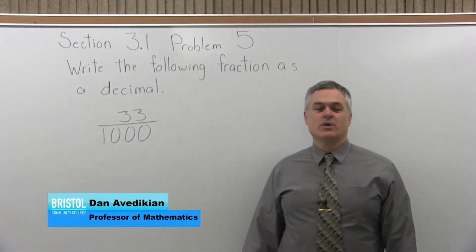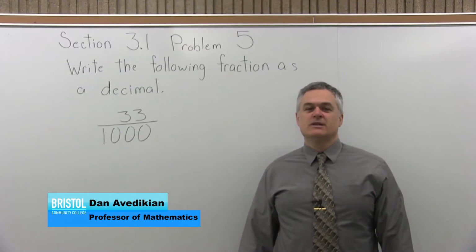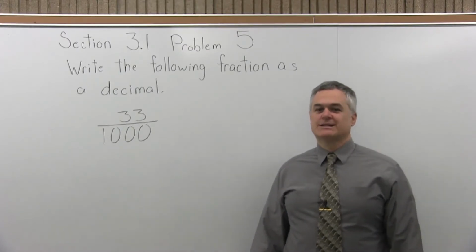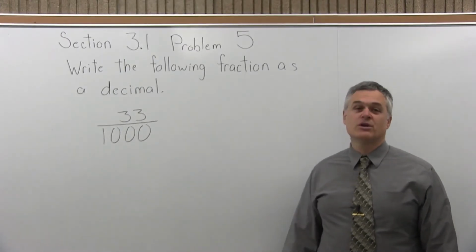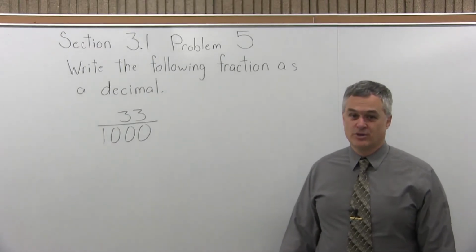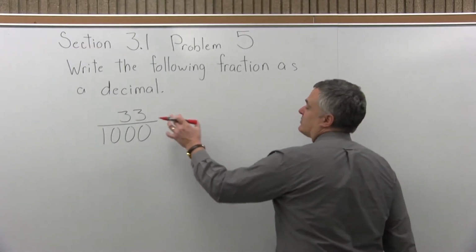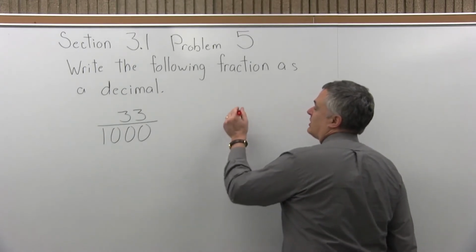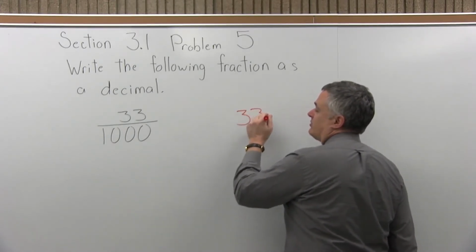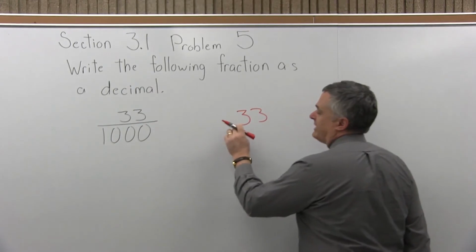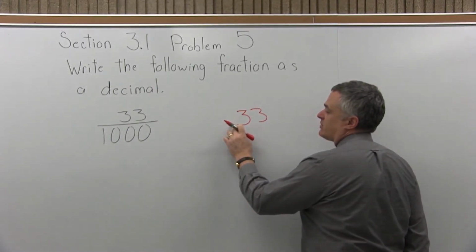This is Section 3.1, Problem 5. It says, write the fraction as a decimal. And we have a fraction of 33 over 1,000, or 33 1,000ths. So, as we write this value as a decimal, we'll have the 33 from the numerator. But I can't just start with a decimal in front of the 33.